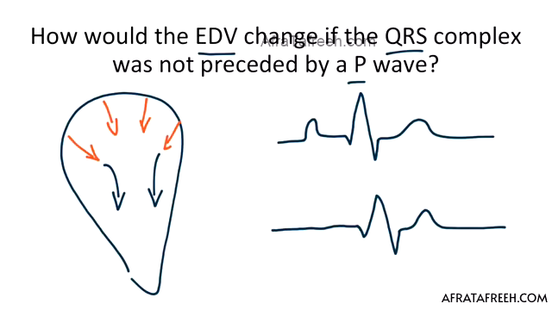This normally increases the end diastolic volume in the ventricles, but in this case you can see that if the atria are not depolarizing because there's an absent P wave, then they're not contracting, so less blood would reach the ventricles, so we'd expect the end diastolic volume to decrease.